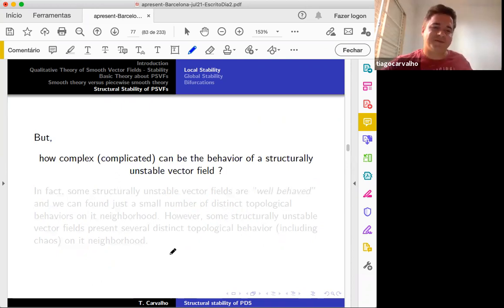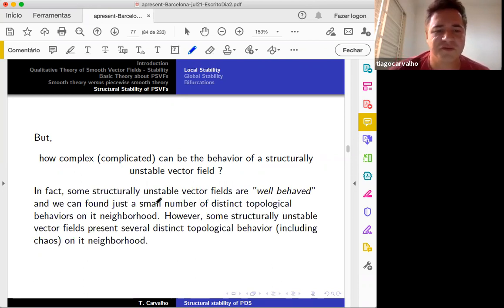But here, we will put this in colloquial language, okay? How complex, or complicated maybe is a better word, can be the behavior of a structurally unstable vector field.